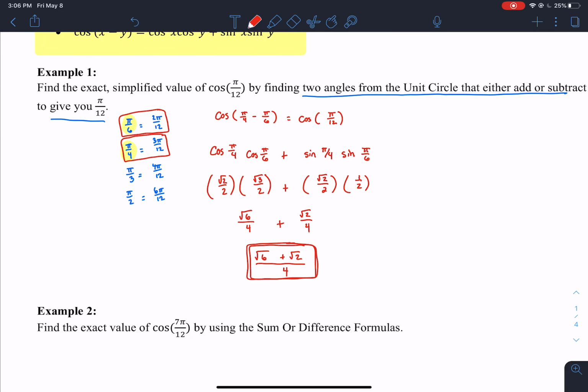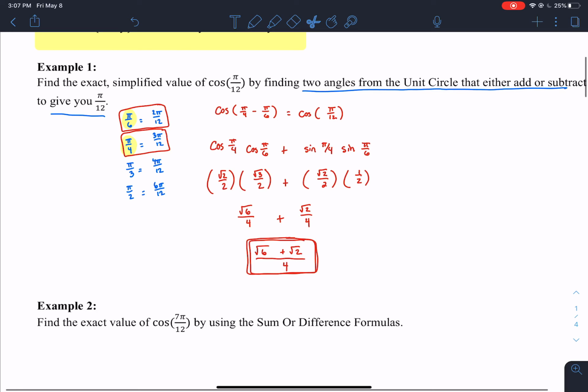Okay. Now I could have done it another way. I could have picked two different angles. Maybe I could have done pi over 3 and pi over 4. That also would give me pi over 12. I would still get the same answer.